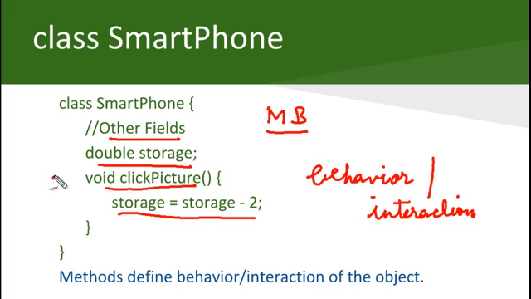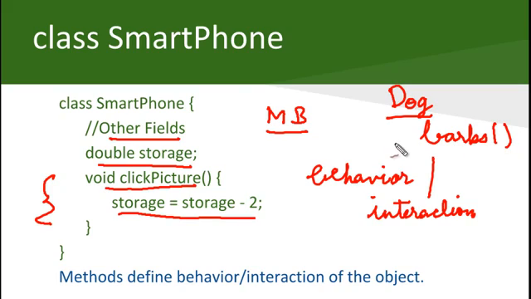So this is a function in a class, and this defines the behavior and interaction of the object. For example, when you have the dog class, a dog barks, or when you have any other class, it performs a behavior and an interaction. So for example, when the smartphone clicked the picture, its storage reduced by 2. Methods define behavior and interaction, whereas fields are for the state of the object.